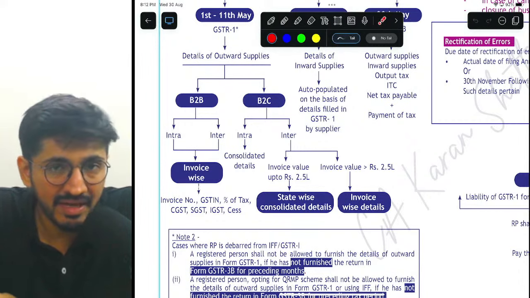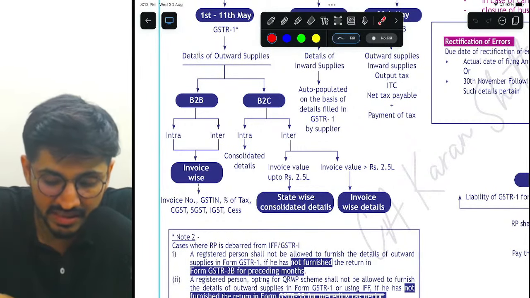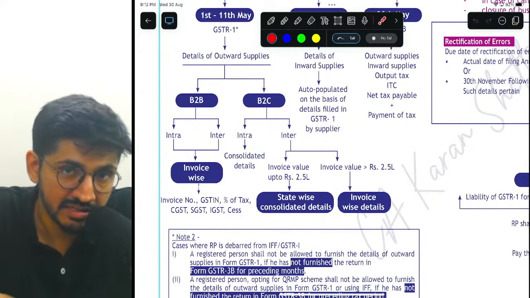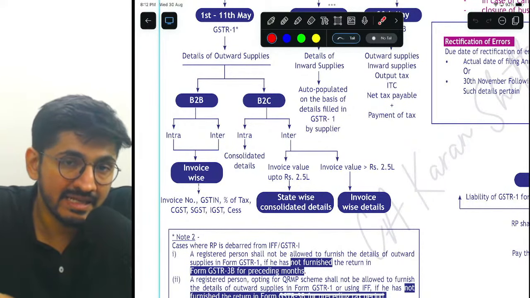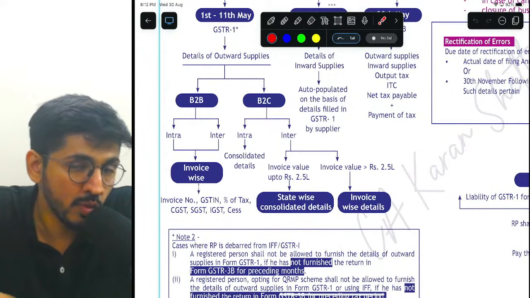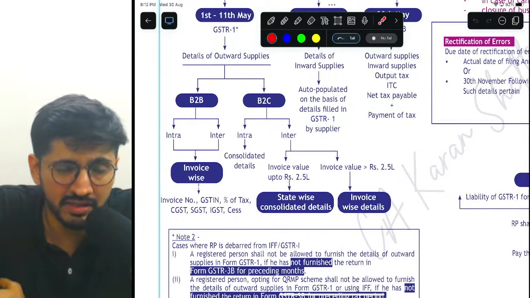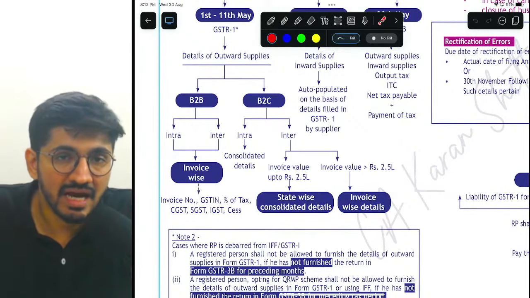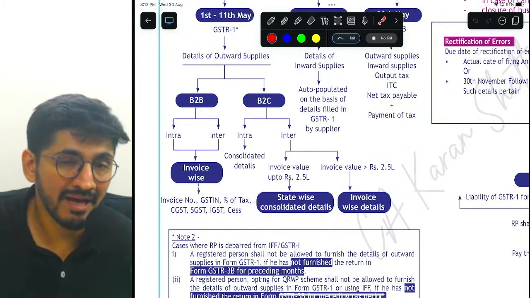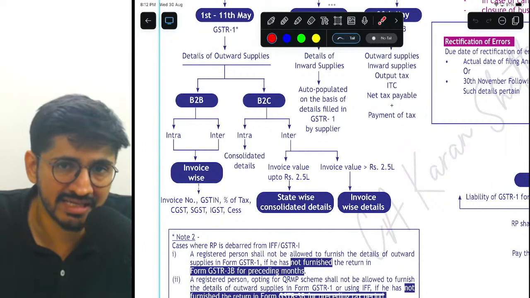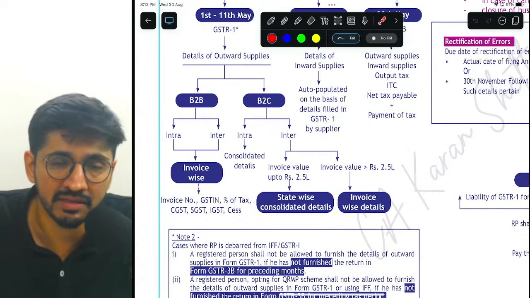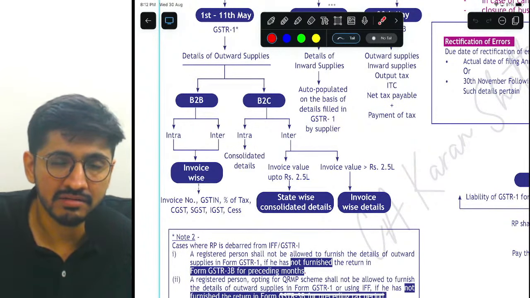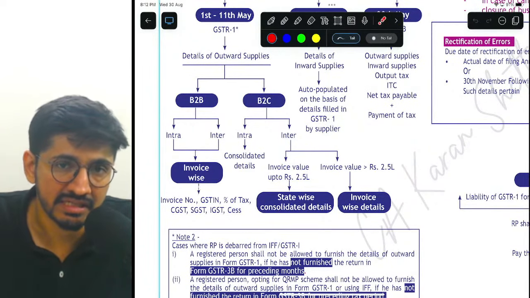Next is B2C. Again, there is intra and inter, but in this case, when it's intra-state supply, we have consolidated details. So, for example, let's say there are 10 recipients of yours. You are a person registered in the state of Maharashtra. If you have made supplies to 10 different persons within the state, let's say Nasik, Pune, Aurangabad, Sangli, Devlali, so 10 people in 10 different cities.